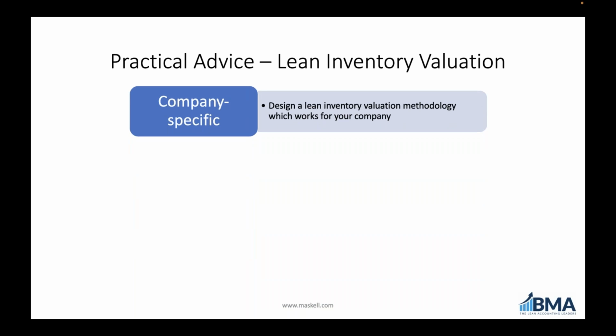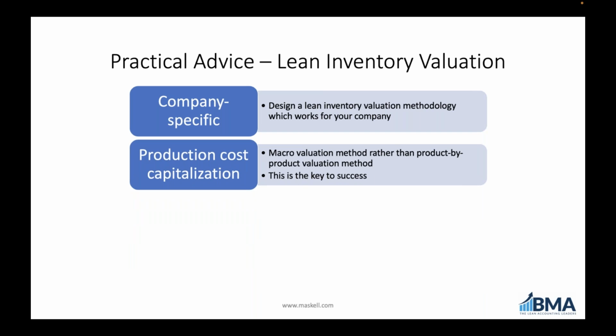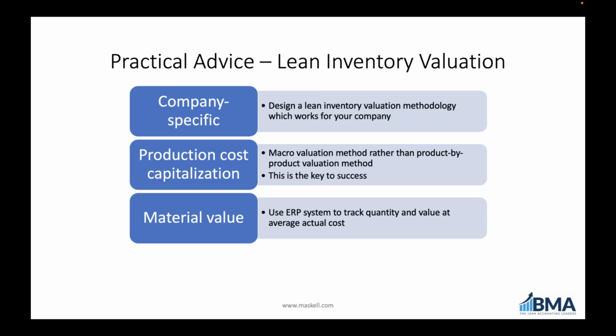So, practical advice. You have to design a lean inventory valuation method that works for your company. I've given you some examples. Like I said earlier, you may create something different than what we've done. The real key to success is how you capitalize your production costs. You want to do it at some macro level rather than product by product. Material value: for the most part, you'll probably stick with the ERP system to track quantity and use actual cost, an average actual cost, or maybe last price paid.